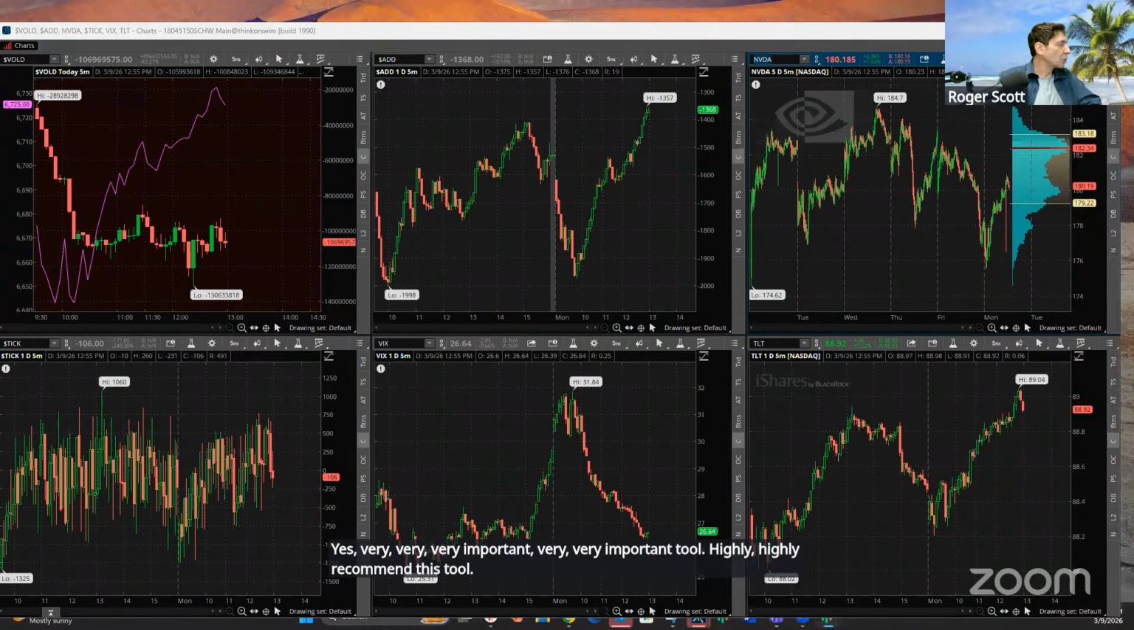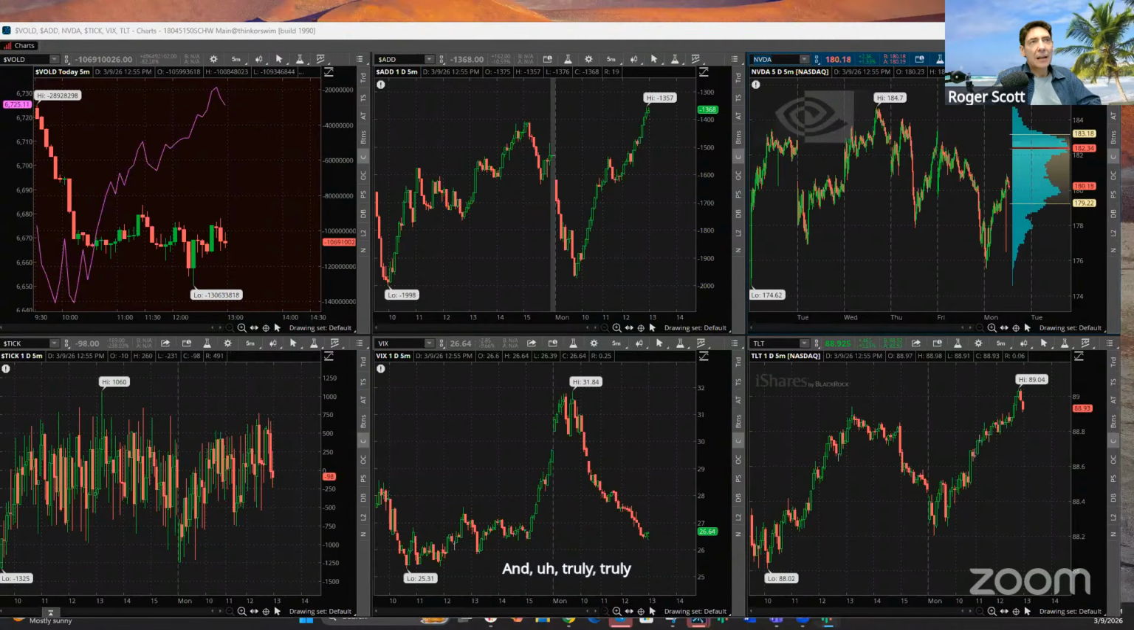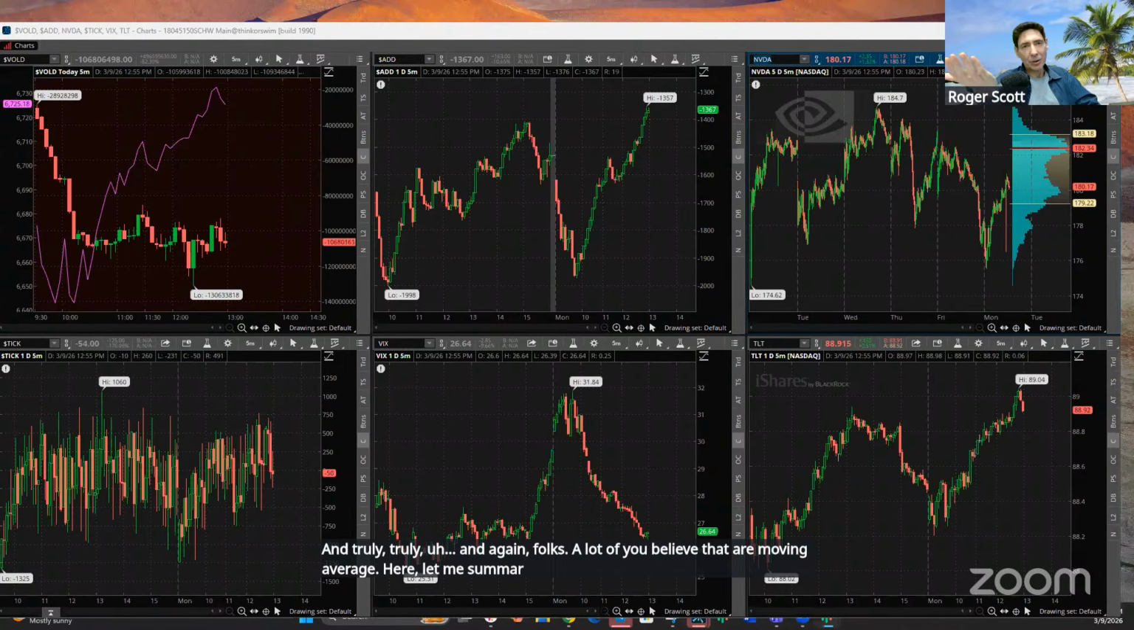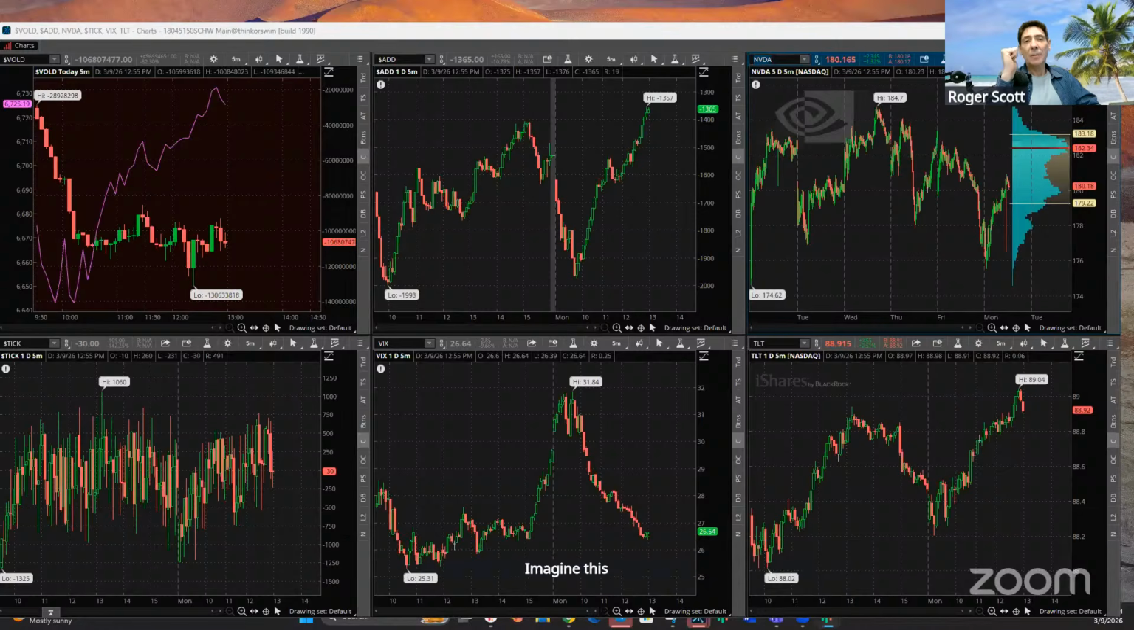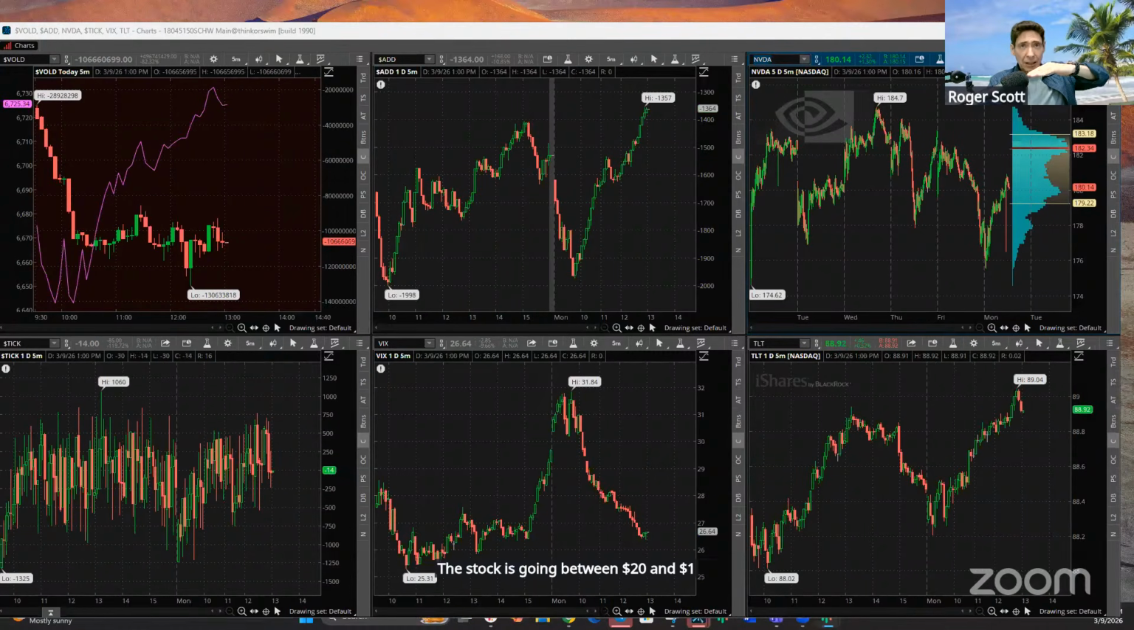And truly, folks, a lot of you believe that a moving average works for this. Here, let me summarize for you what I'm trying to say in a really quick way. Imagine this. You want to buy a stock, okay? The stock is going between $20 and $10. It's just fluctuating between $20 and $10, okay?